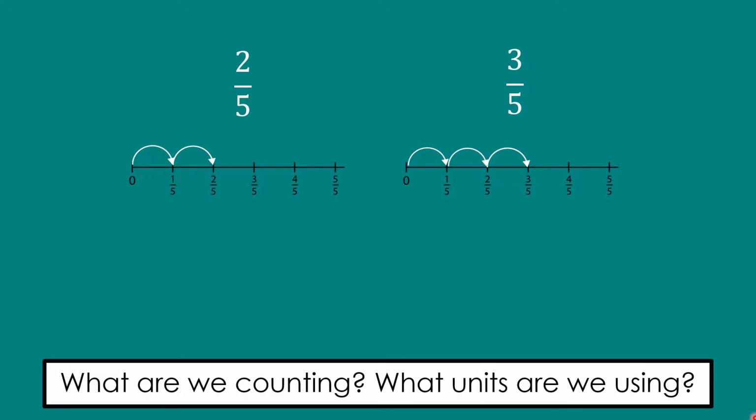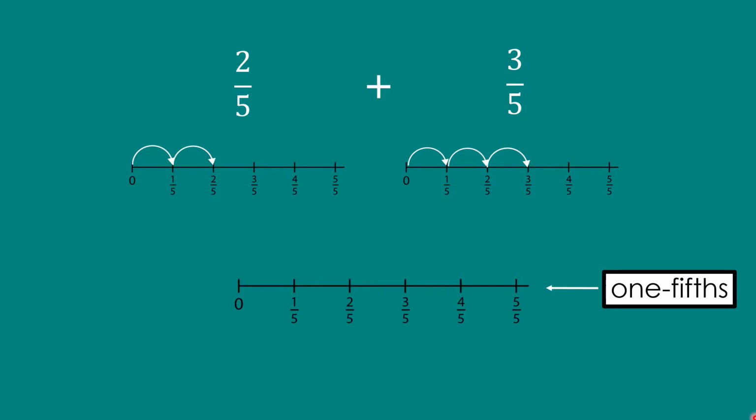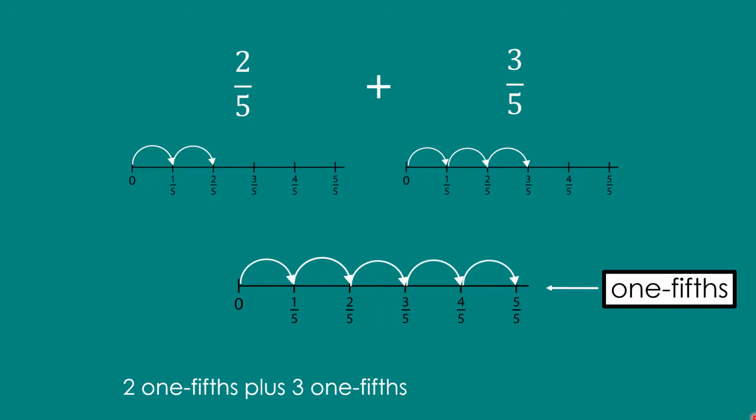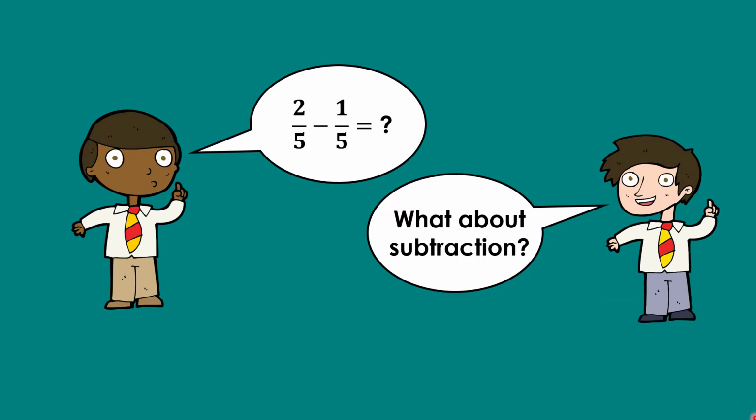So we're counting 1/5, aren't we? So if we're adding 2/5 plus 3/5, we can think of it as 2 1/5 plus 3 1/5 is equal to 5 1/5. You can see the 5 jumps of 1/5, isn't that right? Now, at the very end of the lesson, we did ask you about subtraction, so 2/5 minus 1/5. How would you think about that using unitising? And that's what this lesson is about.